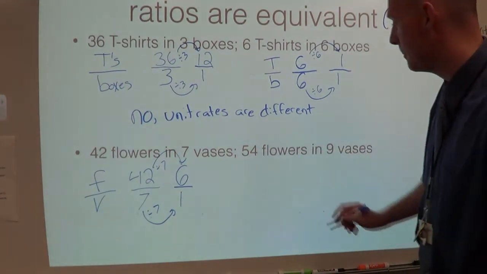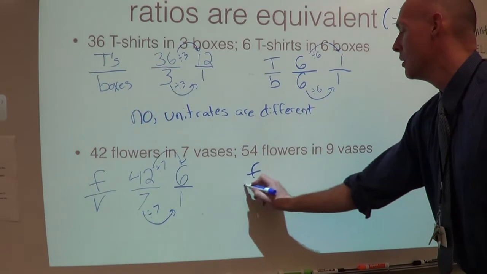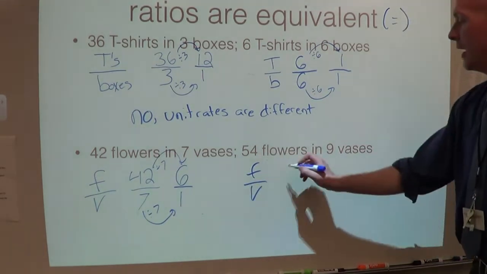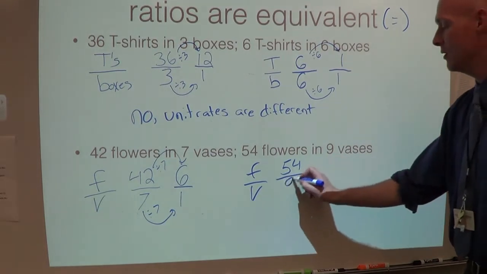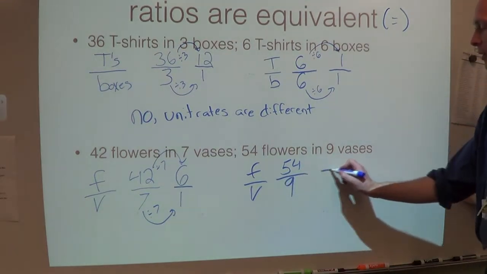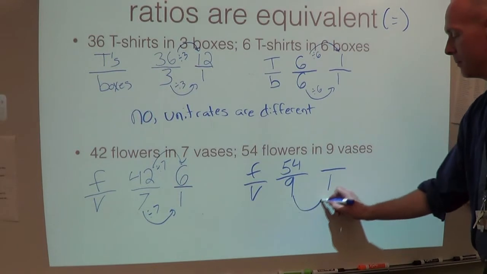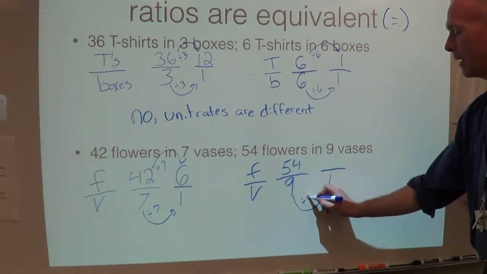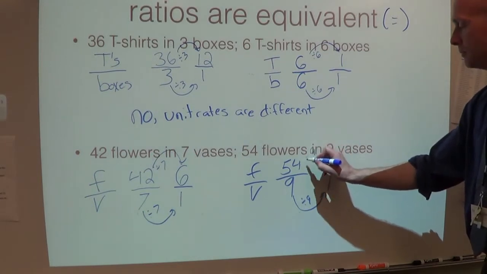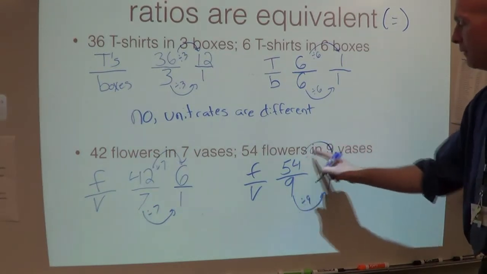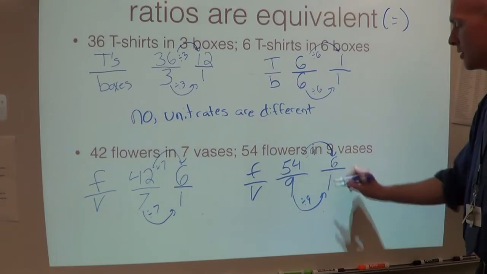Let's try the second one. I'll do flowers over vases. And I have 54 flowers in 9 vases. Let's check that unit rate. So we're going to put it over 1. And we're going to divide by 9. 9 divided by 9 is 1. So we divide the top by 9. 54 divided by 9 is 6.